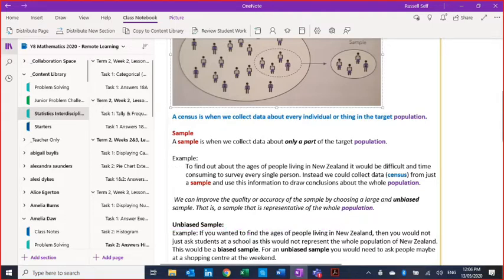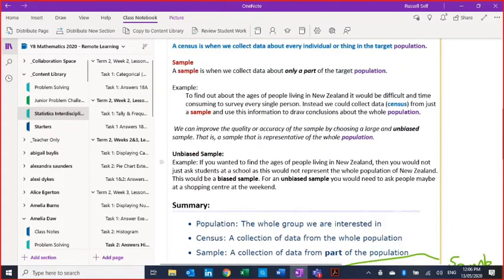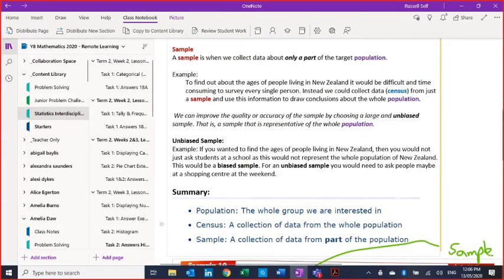Good job. Think about that, because that's exactly the kind of question you're going to be asked in this particular section. Okay. So for a summary, the population is the whole group we're interested in. It can be people, could be things. A census is a collection of data from the whole population, right? And a sample is a collection of data from a part of the population. And if you're going to do a sample, you have to make sure that your sample is very well defined. Okay? I can't say the average age in New Zealand is 13 because I looked at one class and the average age was 13. I would need to be very specific about it if I used a sample.